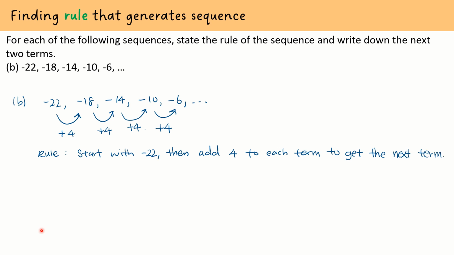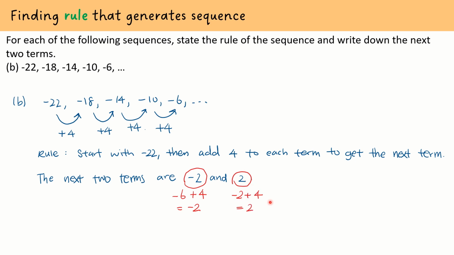So with this rule that we have in place for this particular number sequence, to determine the next two terms, we will take negative 6 and plus 4. That will give us negative 2. And then taking negative 2, we add another 4 again. We will get the next term to be 2 itself.